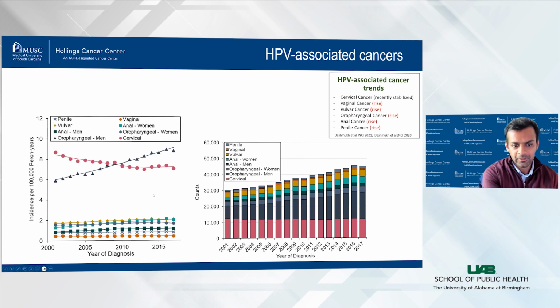In this plot, in panel A, as you can see, oropharynx cancer, for instance, HPV-associated oropharyngeal cancer, has increased very rapidly, and it has crossed cervical cancer to become the most common HPV-associated cancer. It's been 10 years now since this pattern occurred.